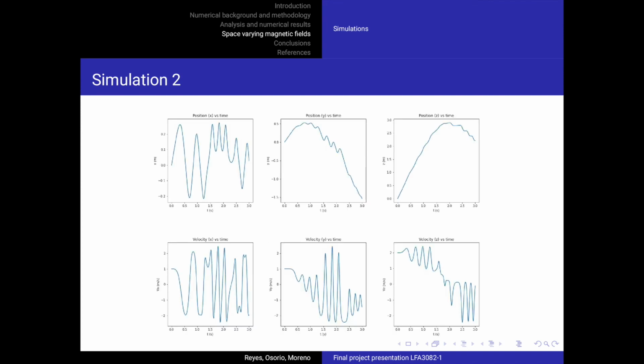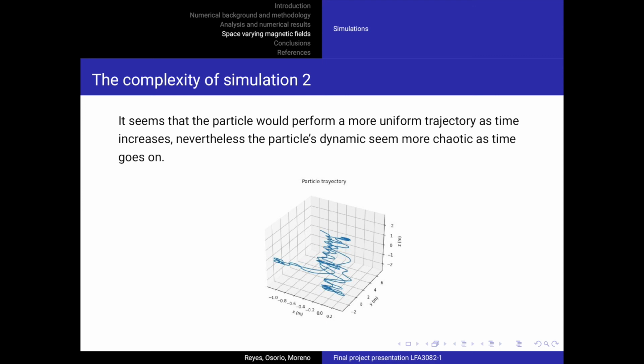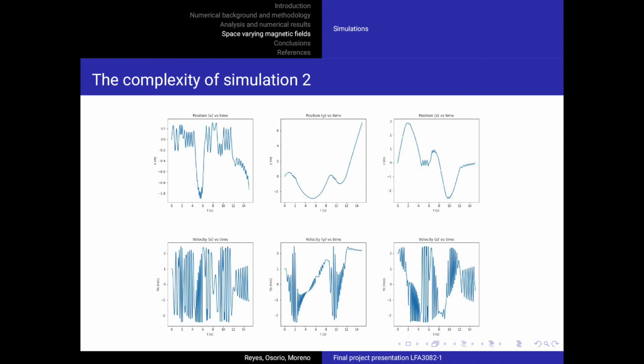Now let's look at the plots for this example. They are organized in the same way as the other. But if we consider the position versus time plots, we may think that the path becomes uniform as time goes on. However, this is not the case for this example. In fact, if we simulate the trajectory for 15 seconds, we can see that the path becomes more and more chaotic. And if we look at the plots, at least the position versus time plots, we can see that there isn't a single pattern we can rely on in order to predict the future movement of the particle.